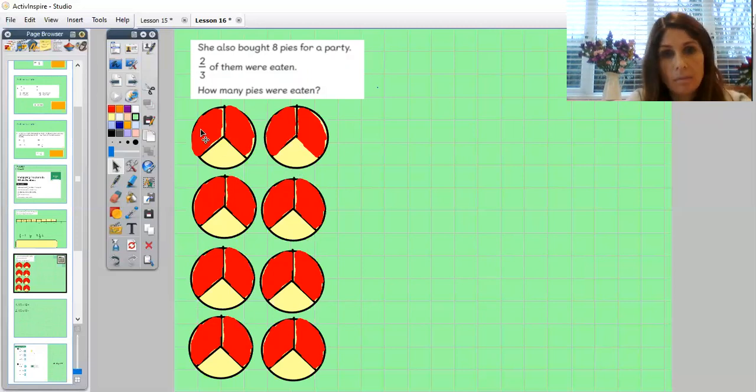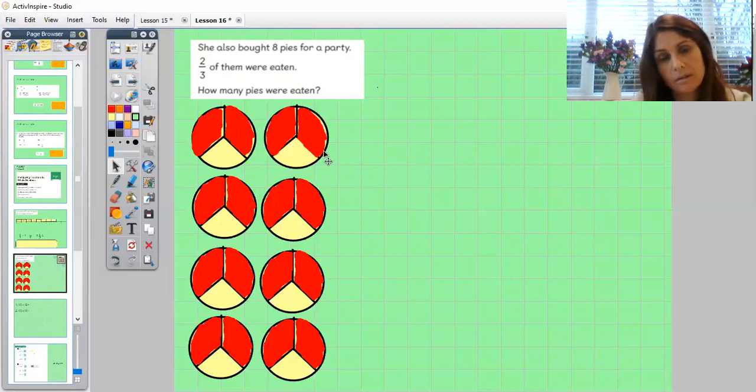So she bought 8 pies for a party, 2/3 of them were eaten. How many pies were eaten? So we want to look at how many total pies were eaten. Okay, so there's ways that we can do this by looking at it visually, and there's obviously a way we can do this by calculating. So let's just start off by looking at it visually.